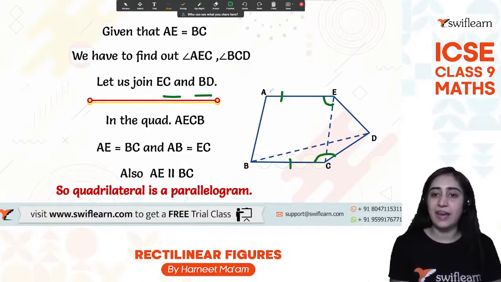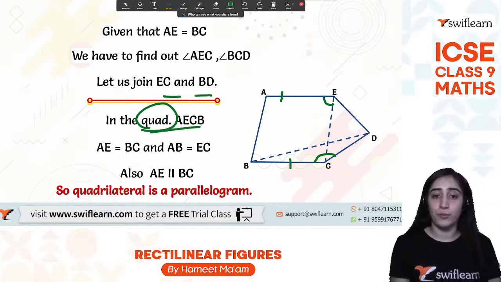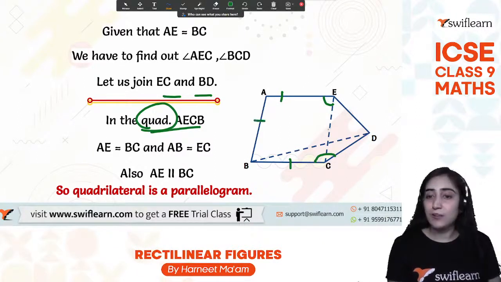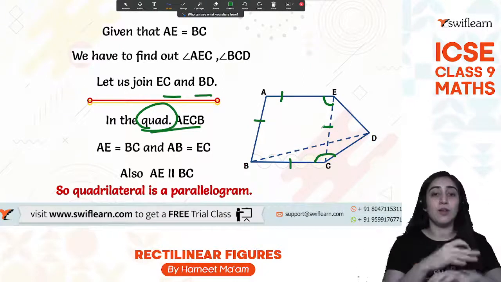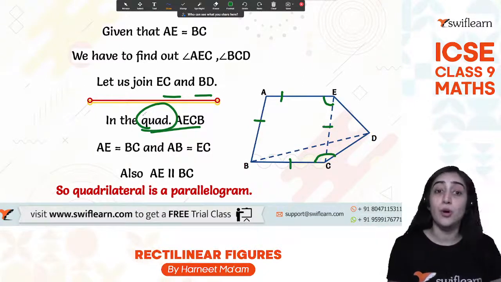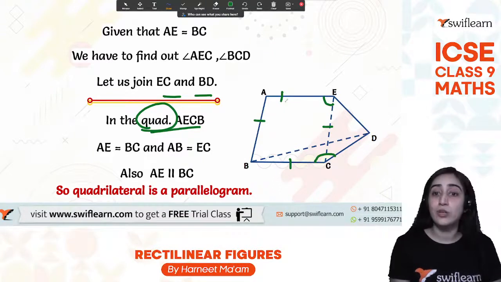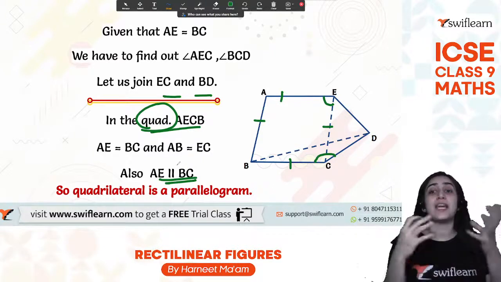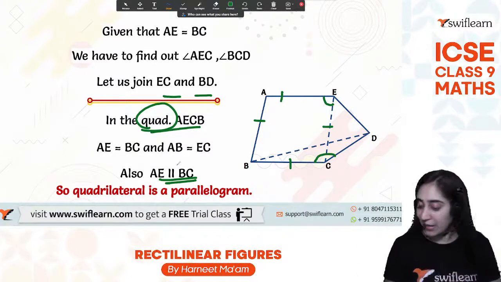So what will happen is that AECD will become a quadrilateral. This is the short form. Now, whenever it's a quadrilateral, this side is equal to this side, because in a quadrilateral like this the opposite sides are equal. And it's also given that AE is parallel to BC, which gives me that AECD is a parallelogram.